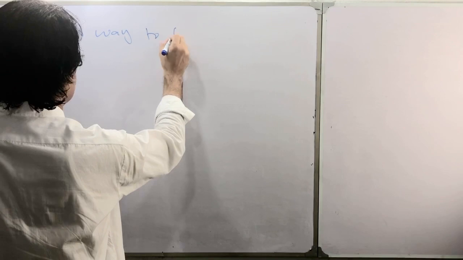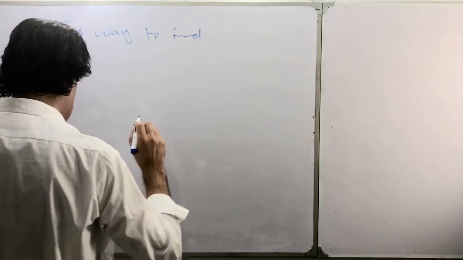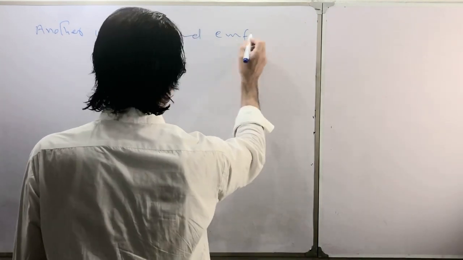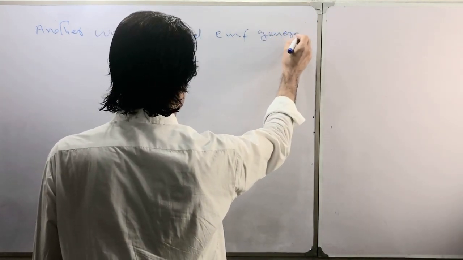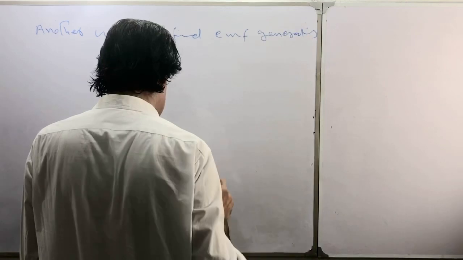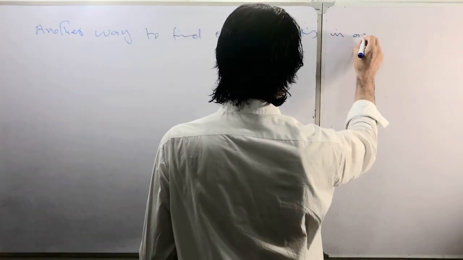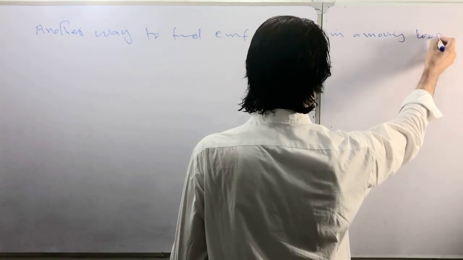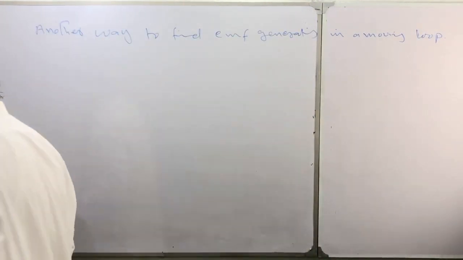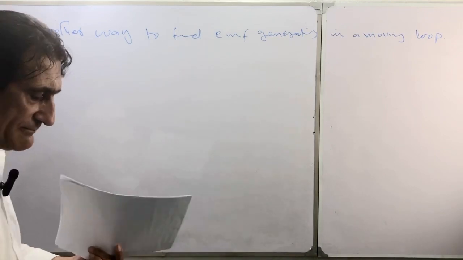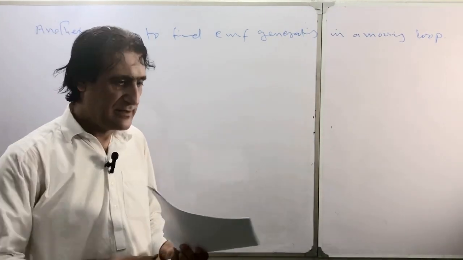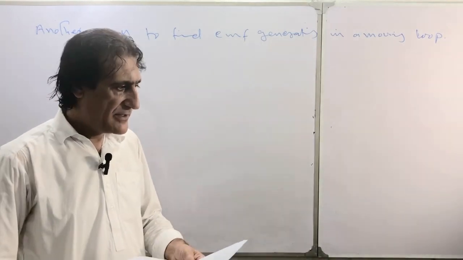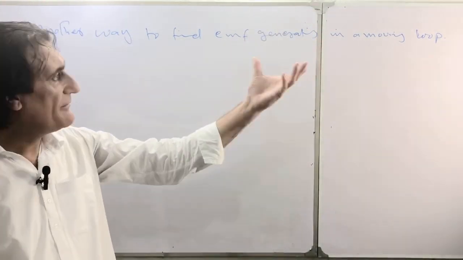To find EMF generating in a moving loop. Last time we have considered the loop which is in the magnetic field, and we calculated the EMF.